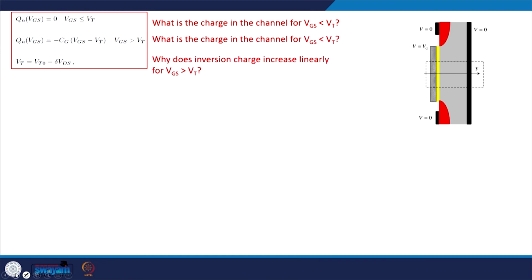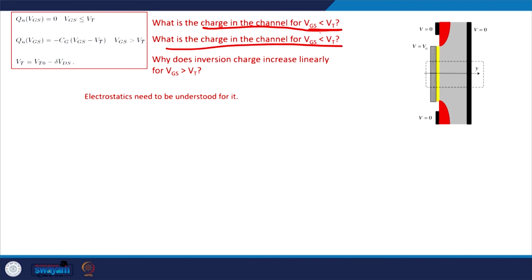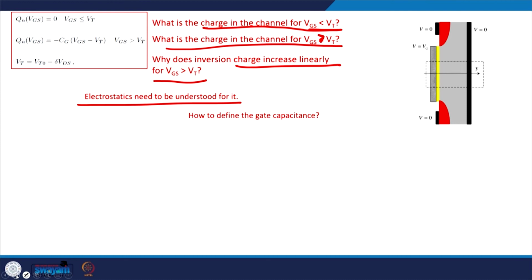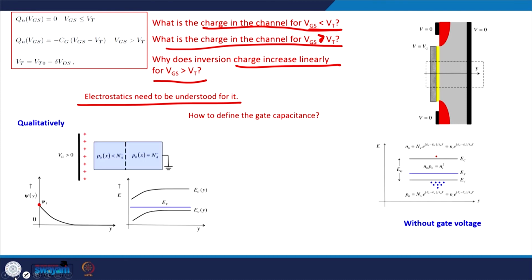again just to repeat that, in electrostatics generally the questions that we ask are: what is the charge in the channel below threshold, what is the charge in the channel above threshold, and why does inversion charge increase linearly above threshold? In order to answer all these questions we need to understand the electrostatics, and the starting point for electrostatics is the Poisson equation.